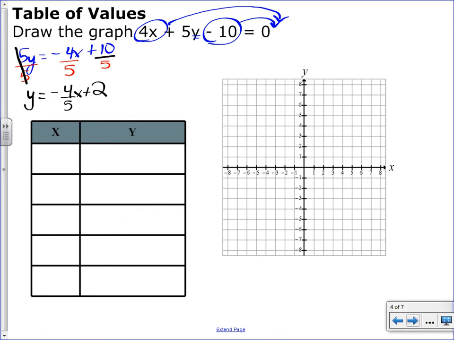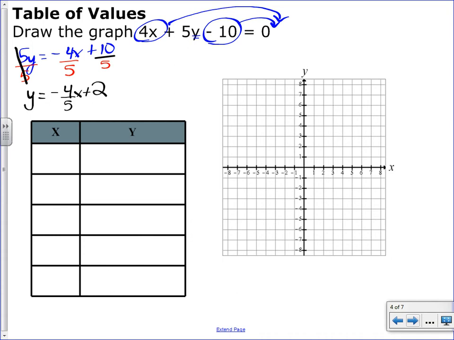Oh, yeah, sorry. It is negative. So I have negative 4 over 5, negative 4 over 5. So 6 over 5. What do you get when you do 6 divided by 5 in your calculator? 1.2. Is that a nice number to plot? No. So we're not going to do that.